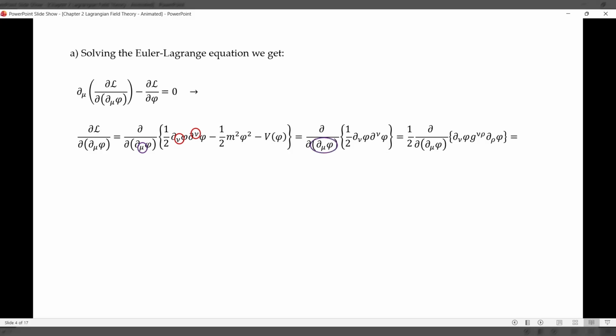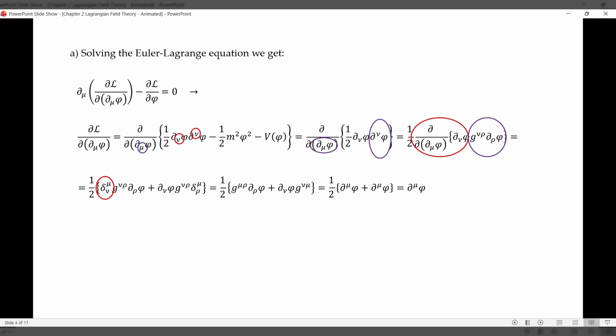Now the derivative acts only on the term that contains partial sub nu of phi. To handle this properly, we lower the index using the metric tensor. This step ensures the expression remains covariant. Now, when we take the derivative of partial sub nu of phi, we get a Kronecker delta super nu sub mu. This delta effectively replaces one index with the other, simplifying the expression. After simplifying, we obtain partial super mu of phi.